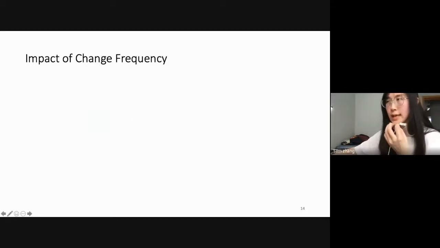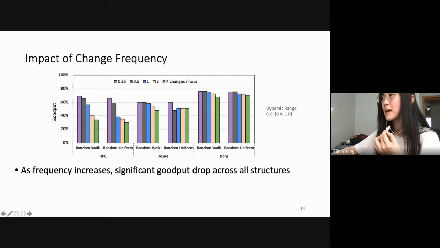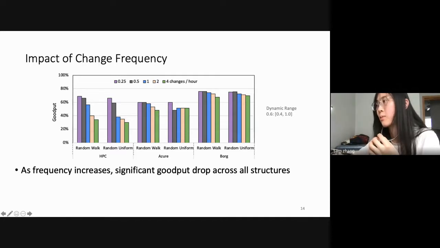Next, we will look at the impact of change frequency. This is a figure similarly measuring goodput, where we look at different workloads fixing one dynamic range. Within each cluster, we are looking at change frequency from small to large. Here is one change of capacity every 4 hours, here is 4 changes within 1 hour, and this is a change every 15 minutes. We can see that within each cluster, as the frequency increases from left to right, the goodput is significantly dropping across all the structures and different workloads.